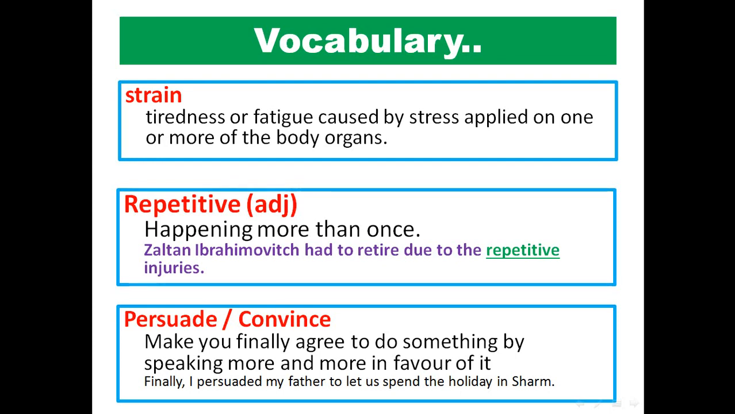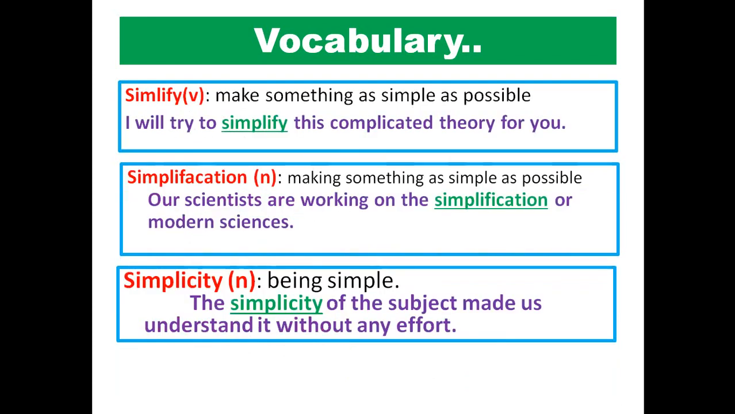Alright, persuade or convince. The word persuade means that you finally make someone agree. So make you finally agree to do something by speaking more and more in favor of it. So I can say finally I persuaded my father to let me spend the holiday in Sharm. So the word persuade or convince mean that you try to make someone agree to do something by speaking about it very much, or by trying to tell him that there are many advantages, so finally he can agree.